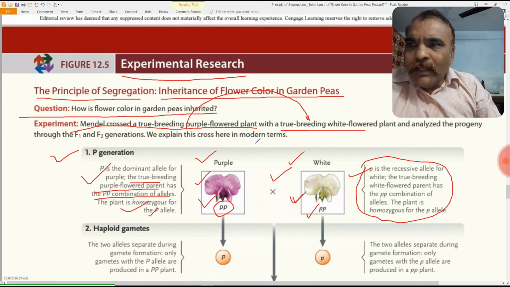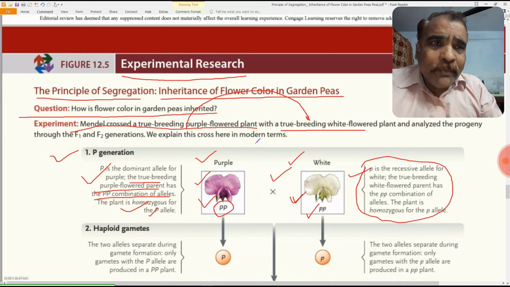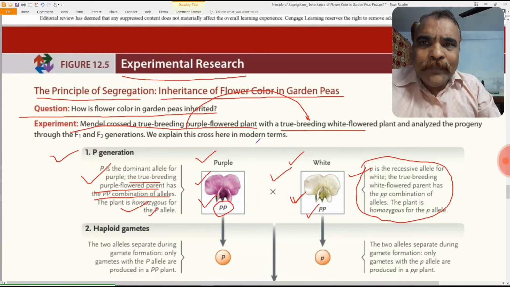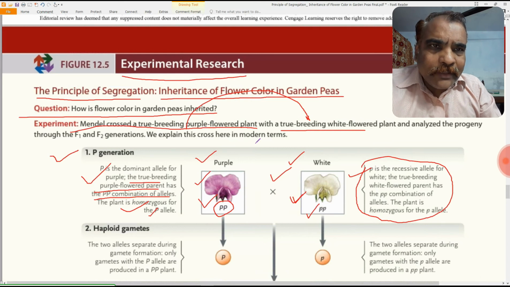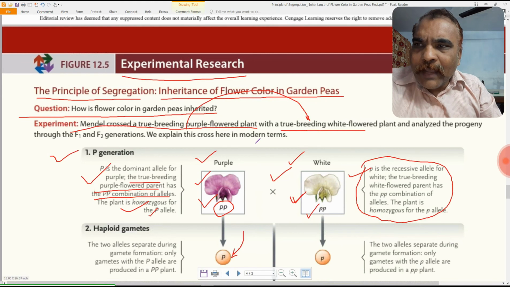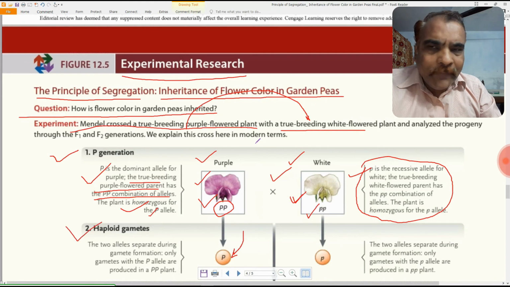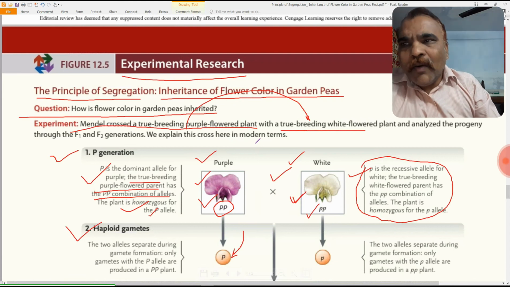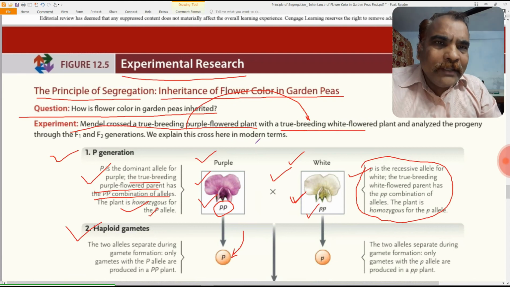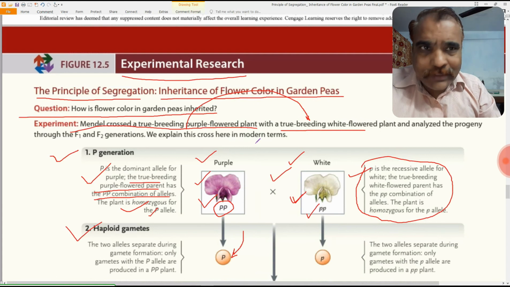Now, the gamete formation time. When reproduction takes place, the plants produce gametes. Due to the law of segregation, the principle of segregation, the chromosomes separate, and only one set of chromosomes is transferred into the gamete. So only one allele is present. Here you can see the haploid gamete. Haploid means they have a single allele, only one set of chromosomes. That's why they are known as haploid.